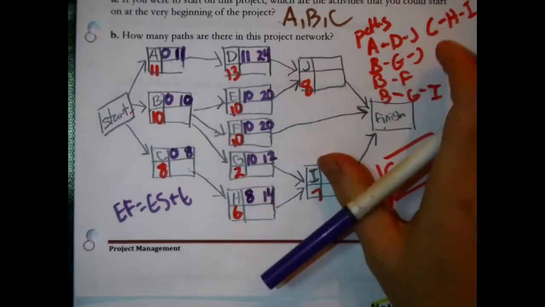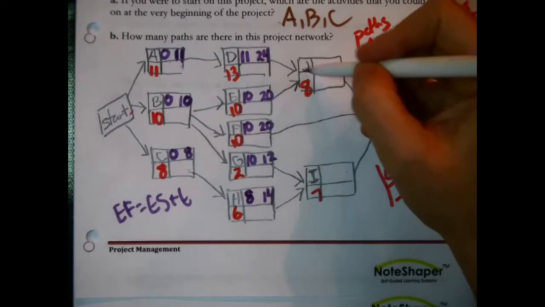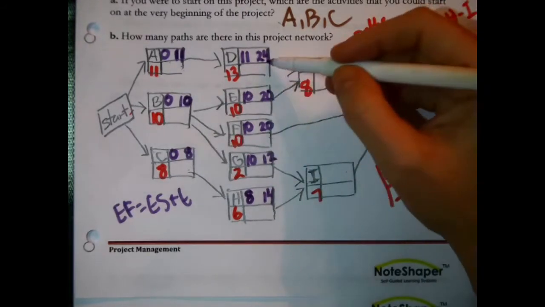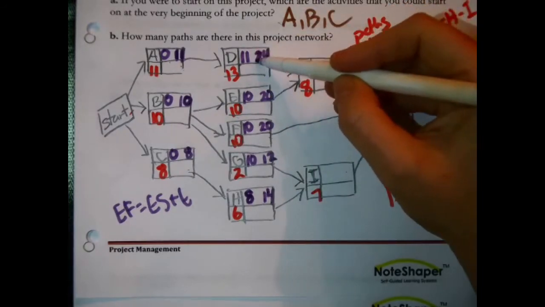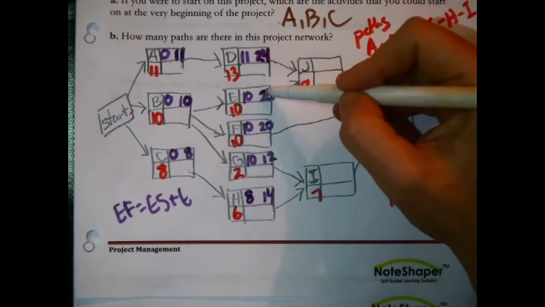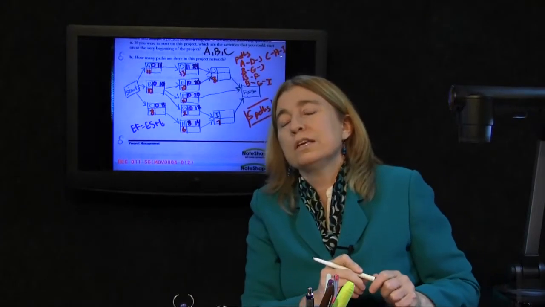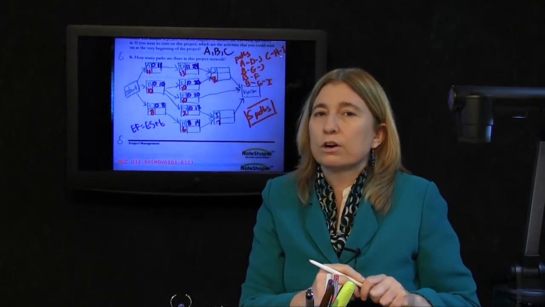Let's look at J first. Okay, J cannot start until, trace the arrows back, D and E finish. They are its immediate predecessors. Now, what do we know? D could finish in 24 days at the earliest, and E could finish at the earliest in 20 days. The question is, what is the absolute earliest, if you were in a hurry, that you could plan to start on J?